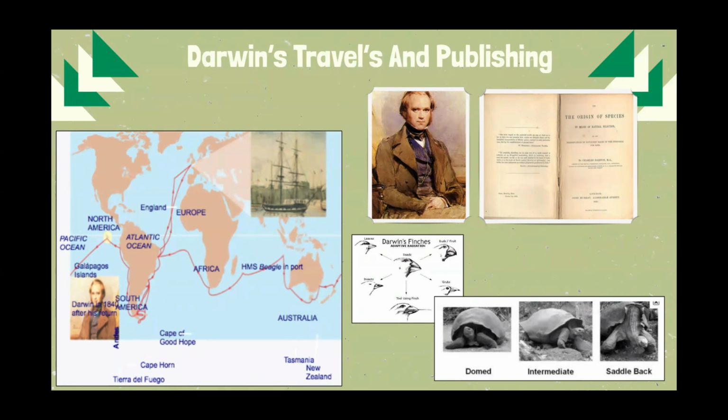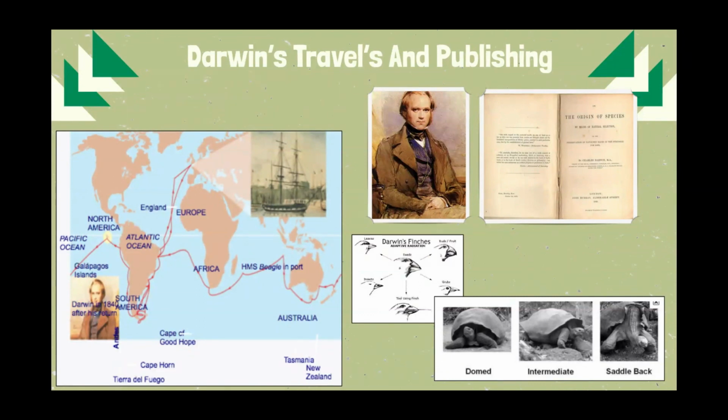Here's a map of his travels. Again, he started in England. He went down, around, and back around. And the little yellow spot that's over in the Pacific, that is the Galapagos Islands. And on those islands, he found so many different birds and tortoises that are similar, but have differences from island to island. And he wanted to know, why were they different from island to island?